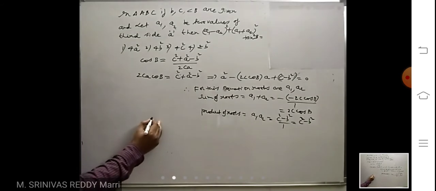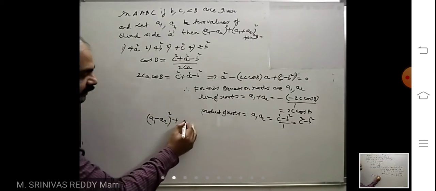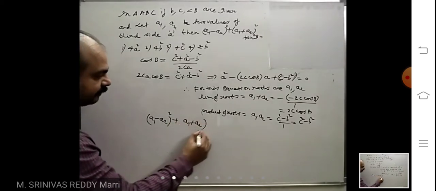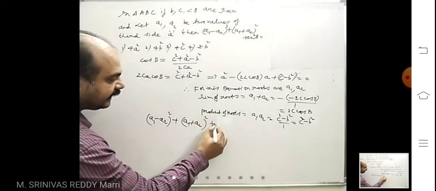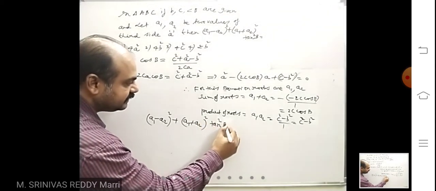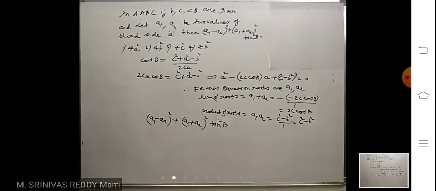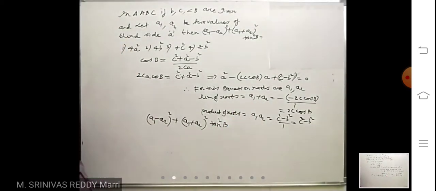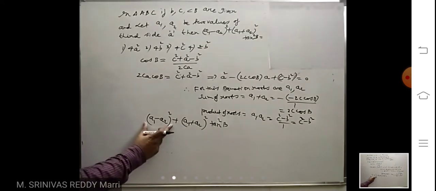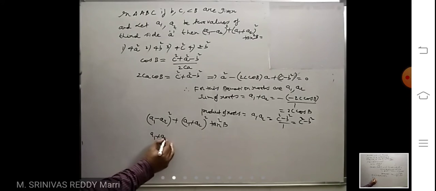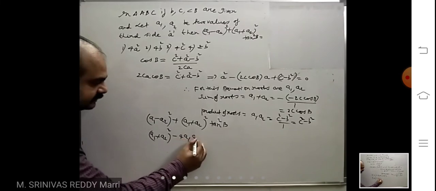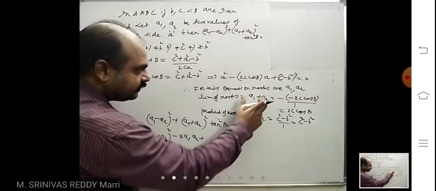Now look at what he is asking: (A1 minus A2) whole square plus (A1 plus A2) whole square tan square B. This is the value he is asking. Now A1 plus A2 you know. (A1 minus A2) whole square is (A1 plus A2) whole square minus 4 A1 A2, because I know this value.